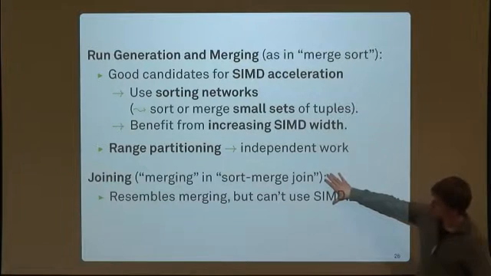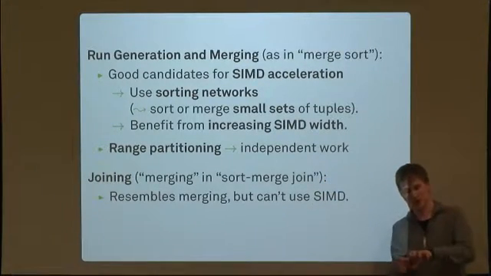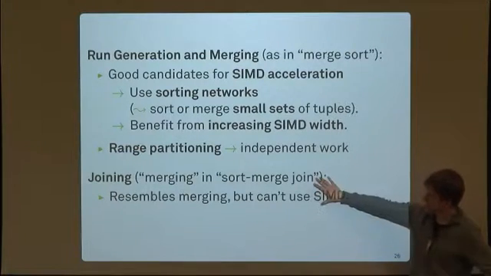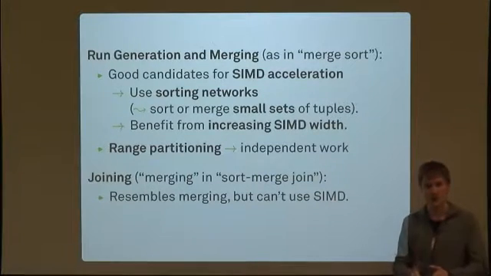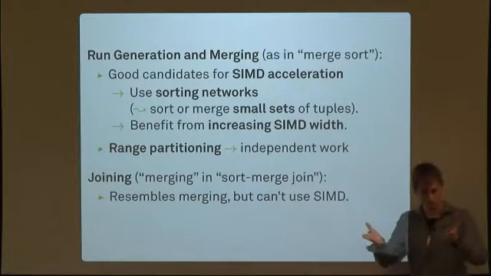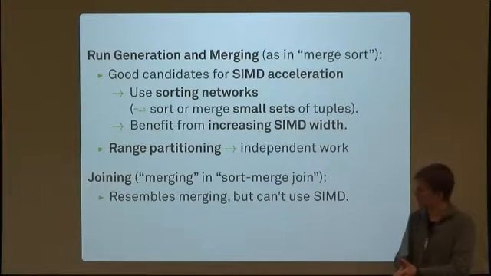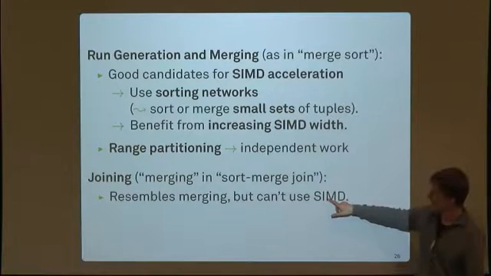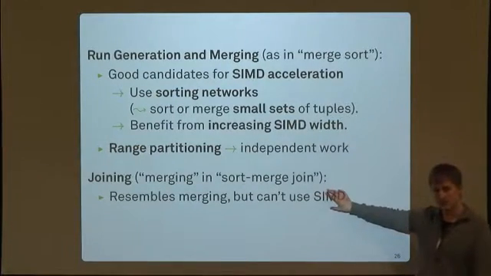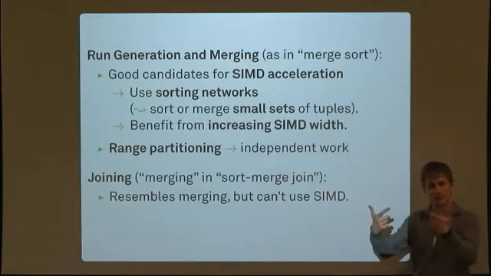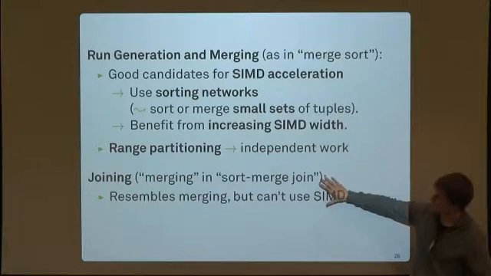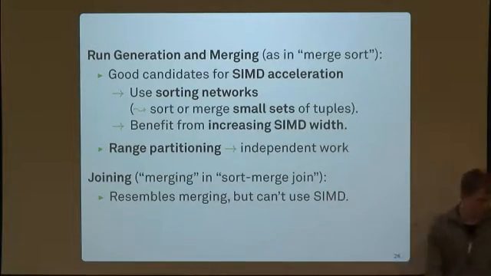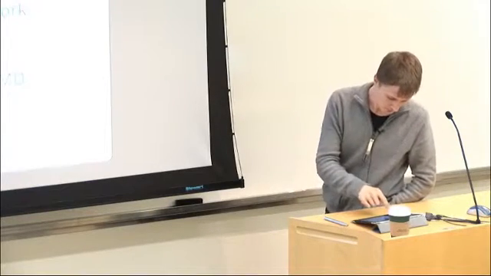Just a comment here, like in hash join, partitioning was similar to hash table buildup. Here you have a similar thing: merging for merge sort is a very similar operation to the join afterward. There is a difference in the sense that it's tricky for that part to use SIMD because your tuples look different. But other than that, it's a very similar task. So what we're now interested in is mostly the merging part.